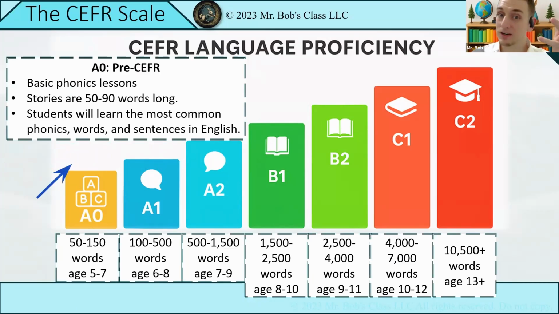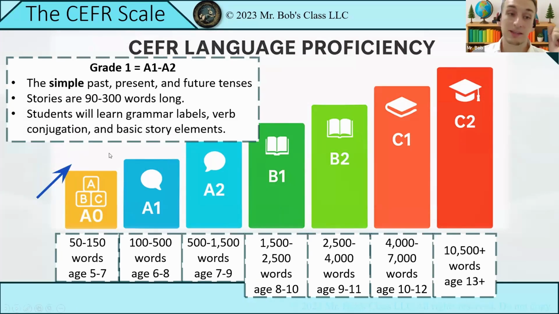And as we move on to the grade 1 level, this is at the A1 to A2 level on the CEFR scale. And this focuses mostly on the simple past, present, and future tenses. We're going to learn the very beginning of verb conjugation, some basic story elements like the character, setting, and plot. It still stays pretty simple here. Stories might be 90 to 300 words long.